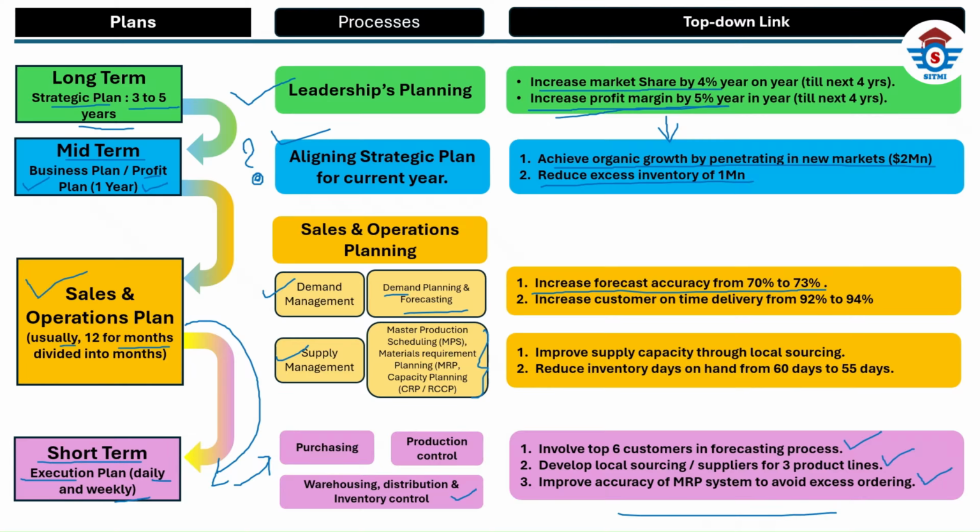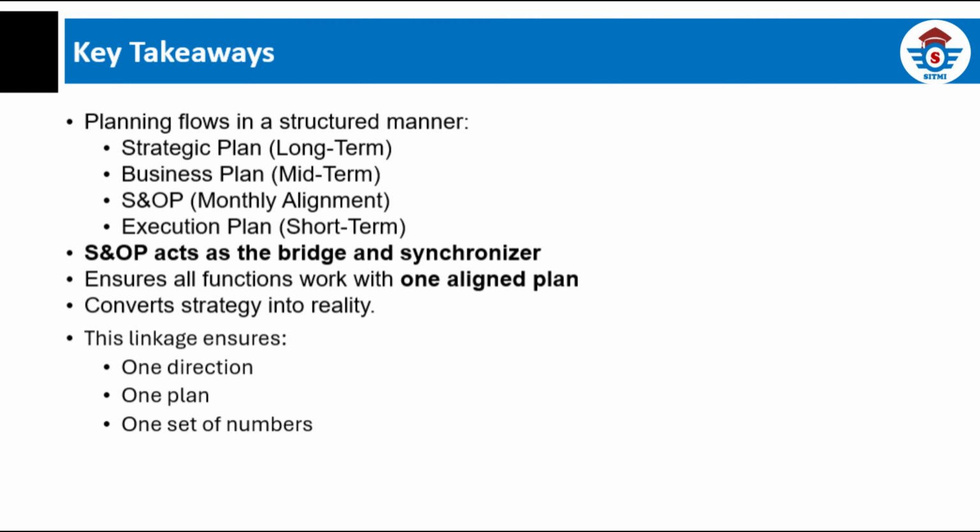If we look at the complete picture, planning flows from strategic plan to business plan, and then to S&OP, and finally to execution plan. S&OP acts as the bridge and synchronizer between midterm plans and short-term execution, ensuring all functions move in one direction. This strong linkage ensures strategy is not just defined on paper, but successfully delivered on the ground with one number across the company. I hope you loved this concept and understood how long-term planning is further broken into execution-level actions.